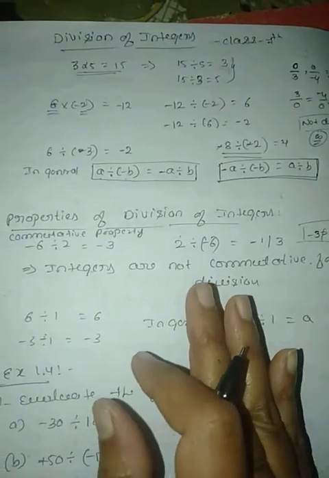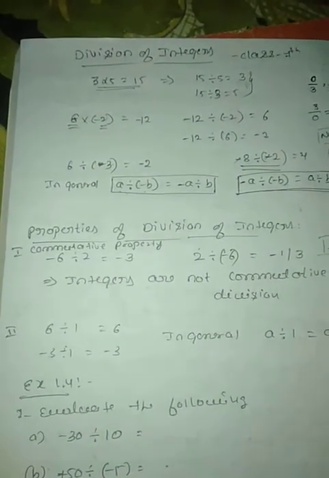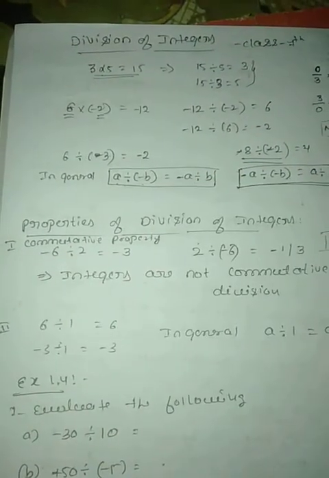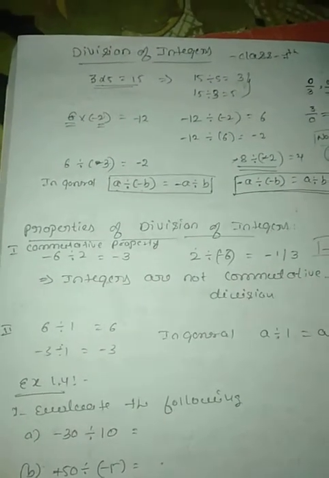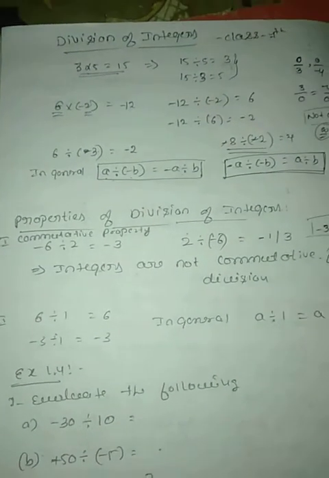Remember that. So it's not necessary to check the associative property or distributive property, because the commutative property does not hold good. So the associative and distributive properties will also not hold good for integers under division. Okay.